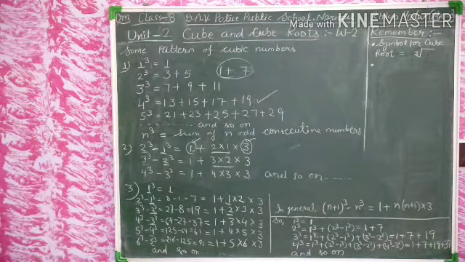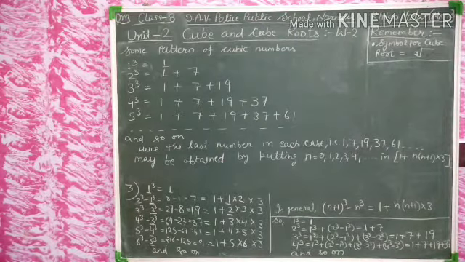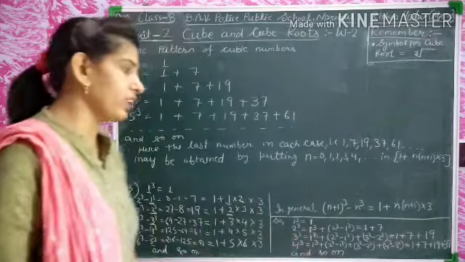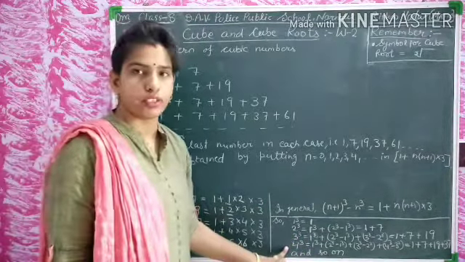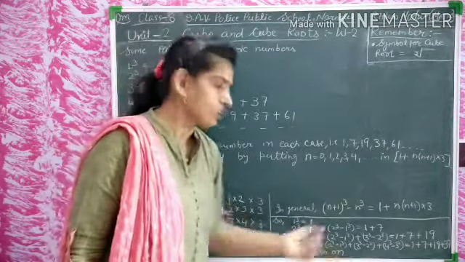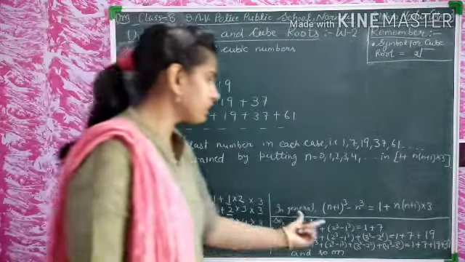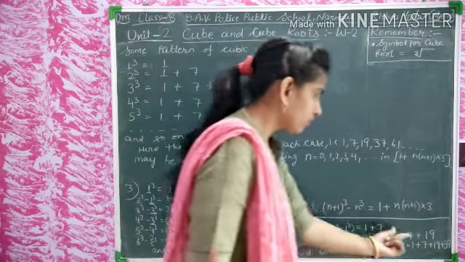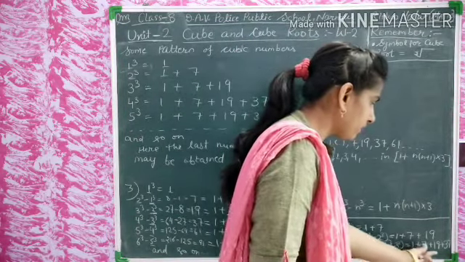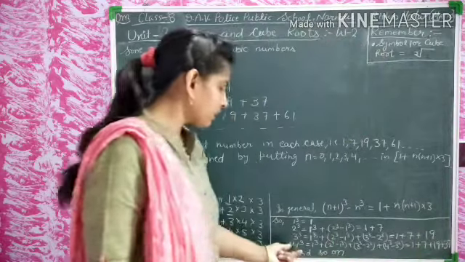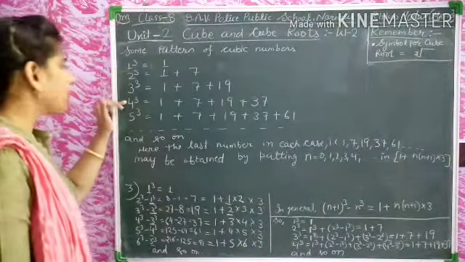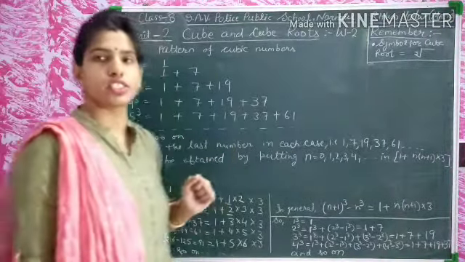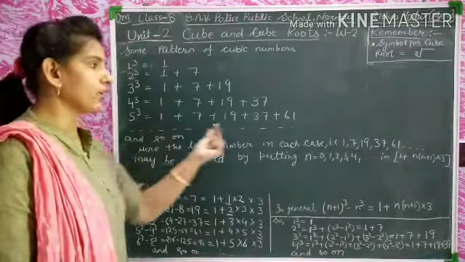Yes students. Now, you are seeing there, we can calculate the cubing of any number by this method. But we are seeing there we have 1 plus 7, 1 plus 7 plus 19, 1 plus 7 plus 19 plus 37. This is the number here. And we have to find here 4 cube is this, 5 cube is equal to 37 plus 67 here. We are adding and doing like this.